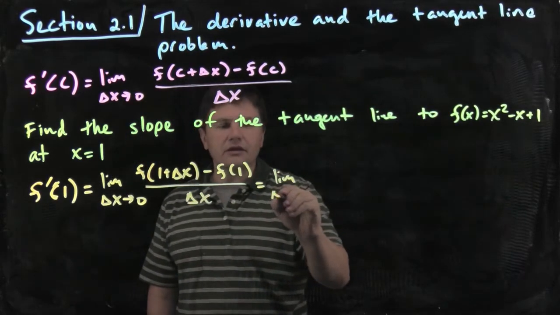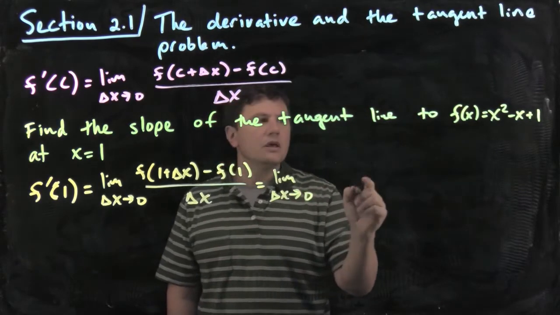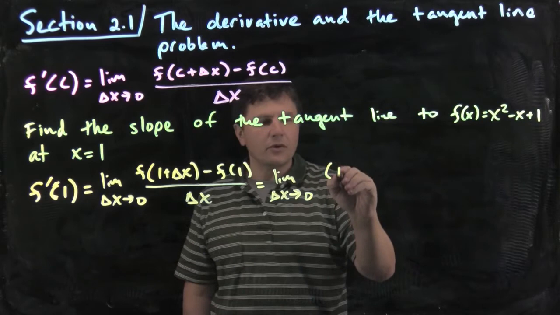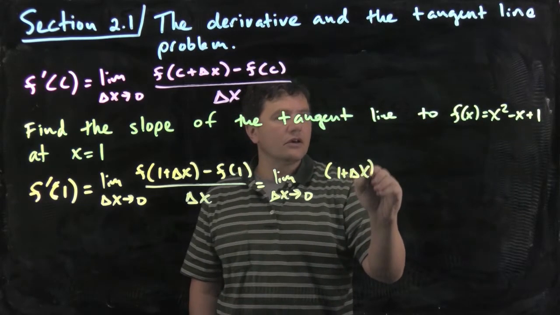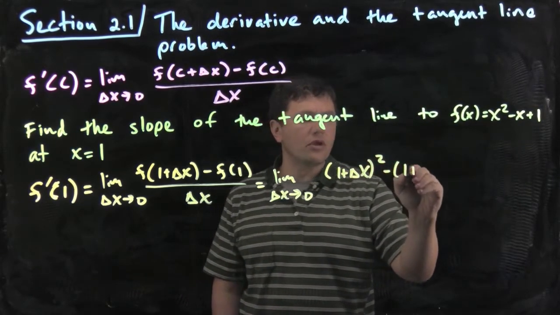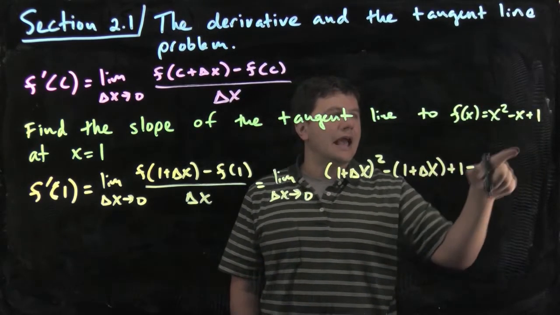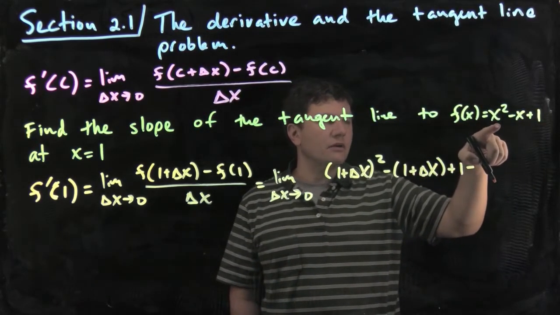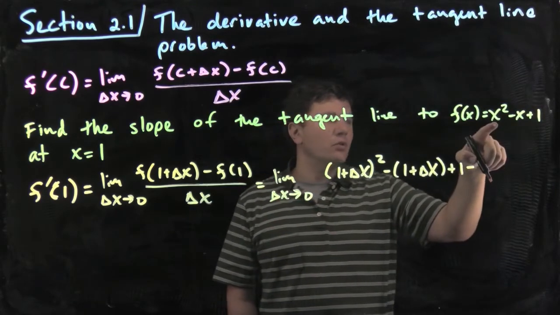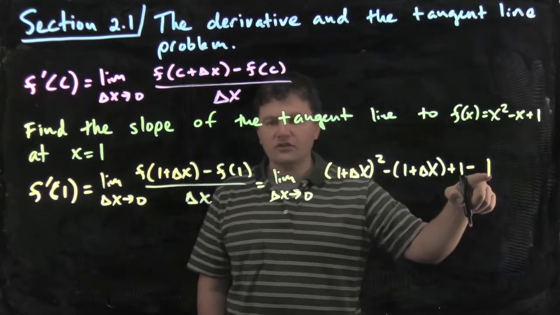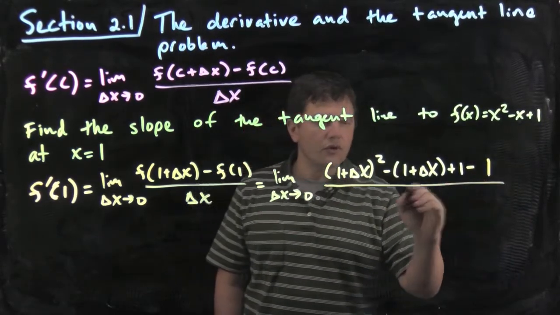So this will be the limit as delta x goes to 0. Everywhere I see an x, I plug in 1 plus delta x. So this will be 1 plus delta x squared minus 1 plus delta x plus 1, minus, and then let's plug 1 into this. F of 1, that's going to be 1 minus 1 is 0, so that is 1. So this is just our f of 1, over delta x.